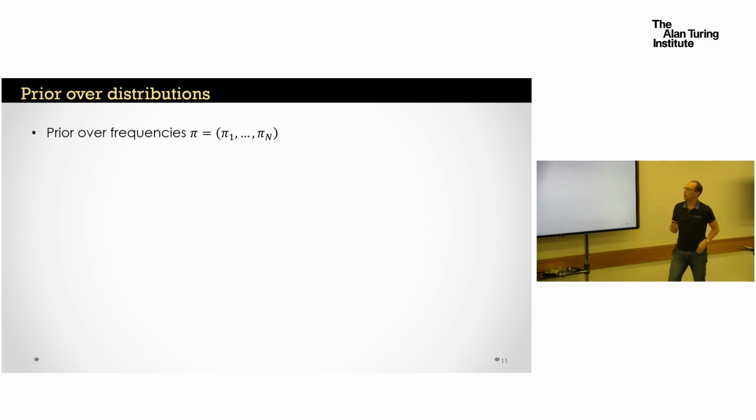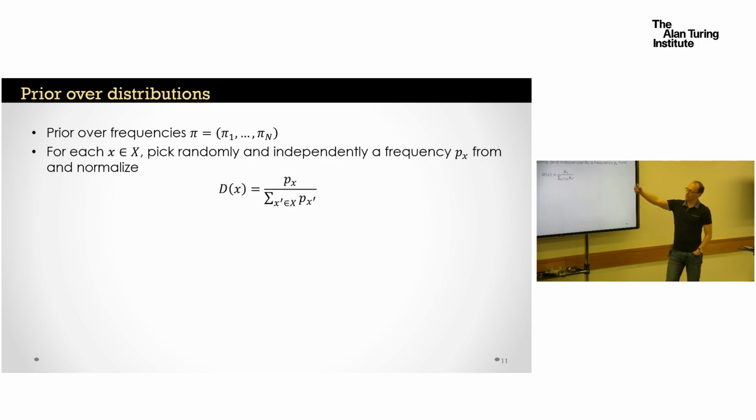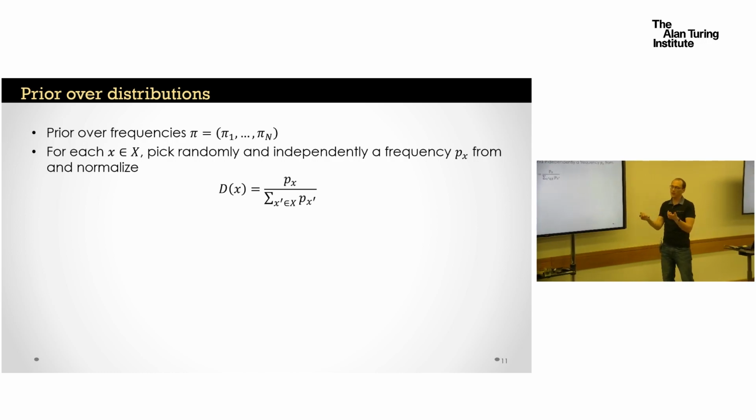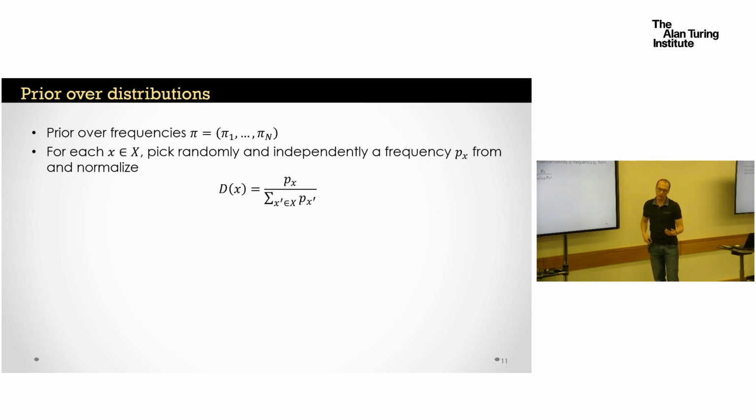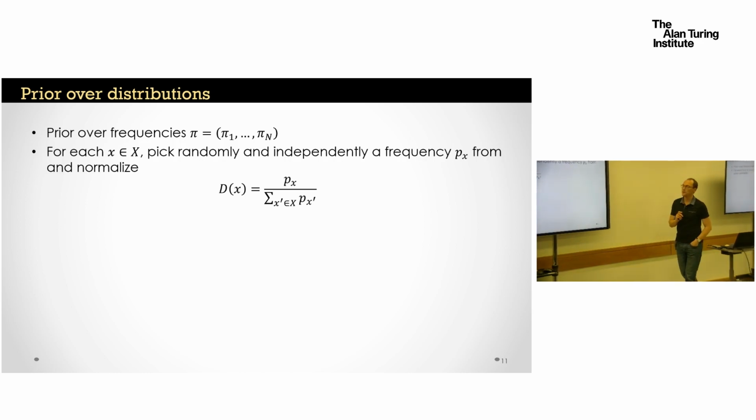To express this, we'll think of the following generative model, in which we define a distribution over distributions in the following way. For each point x in our domain, we'll pick randomly and independently one of those frequencies from this prior. And then because we want a distribution in the end, we'll just normalize those to 1. And this again expresses the fact that the only thing we know is that the distribution will follow this long tail, or at least a long tail set of frequencies. And the frequencies themselves are independent. You don't know anything about it before you actually observe any examples.